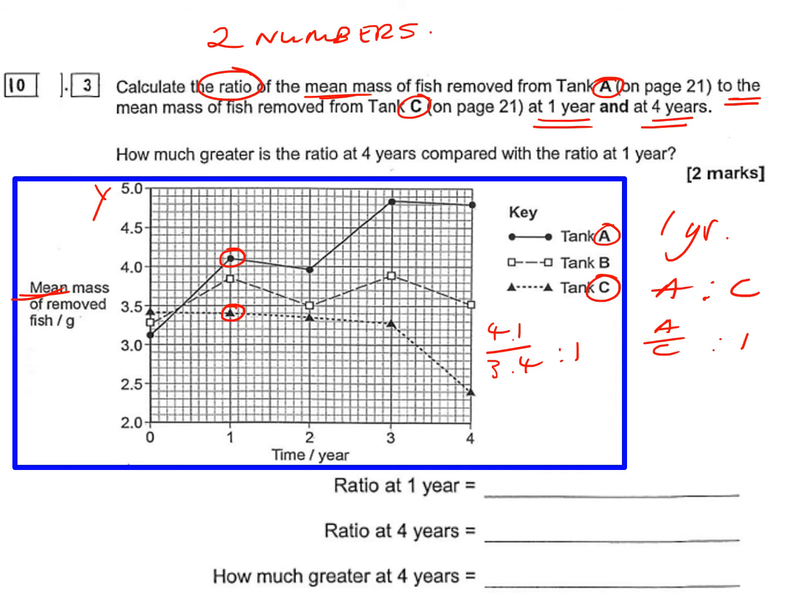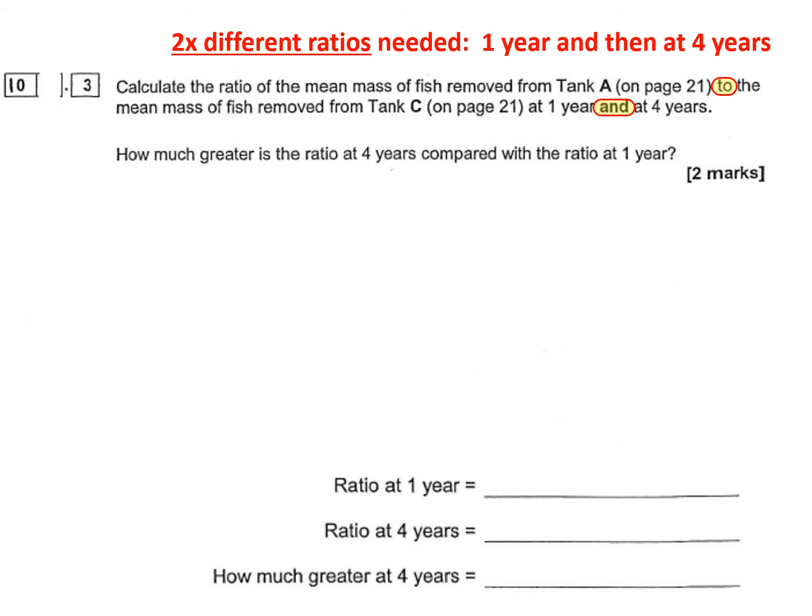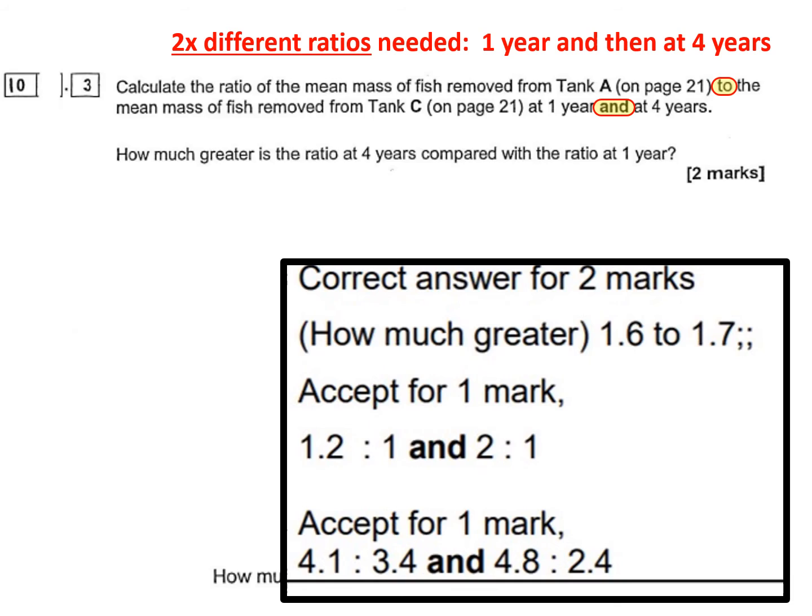The second ratio is at 4 years. So again, we're going to circle A at the top, and that is 4.8. And tank C is 2.4 to 1. So that equals 2 to 1. Okay, so you've got your two ratios. Then the first value, we can see how many times bigger is that than the second value. So you just do a division. So what you should have had is 1.2 to 1, and the second value is 2 to 1.